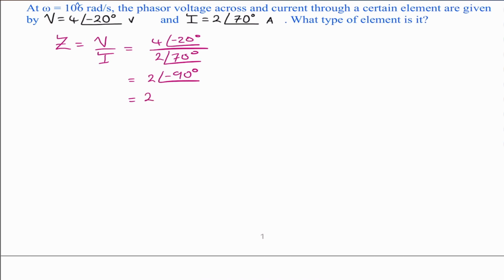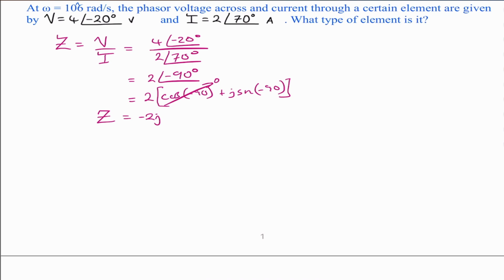So we convert this into the time domain, cosine of negative 90 plus j sine of negative 90. Cosine of negative 90 is 0, so 2 times j, and sine of negative 90 is negative 1, so that's negative 2 times j. This is a capacitor because a capacitor is purely imaginary and negative.